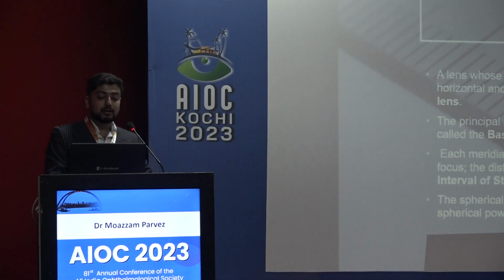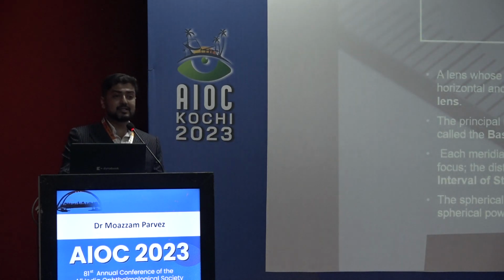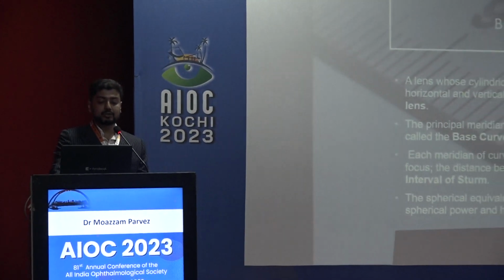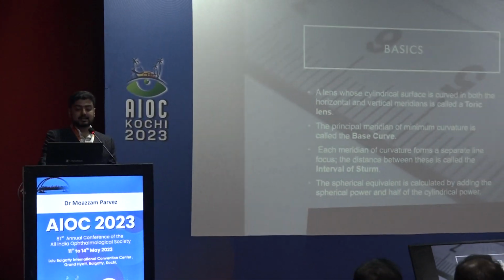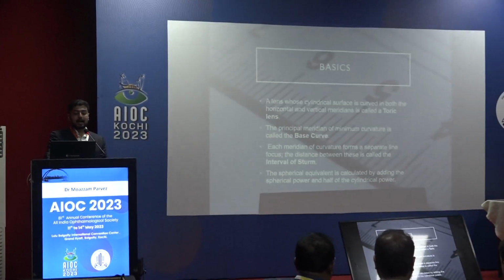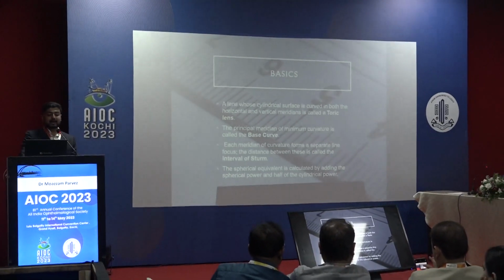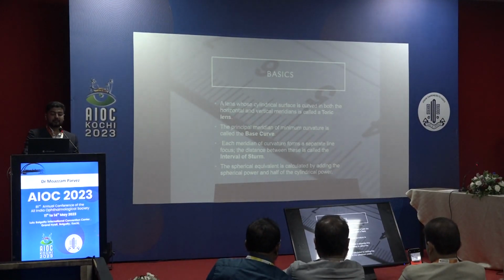The basics: a lens whose cylindrical surface is curved in both the horizontal and the vertical meridians is called a toric lens. The principal meridian of minimum curvature is called the base curve. Each meridian of curvature forms a separate line focus. The distance between these lines is called the interval of Sturm, and the spherical equivalent is calculated by adding the spherical power and half of the cylindrical power.